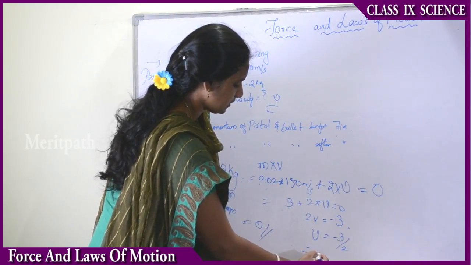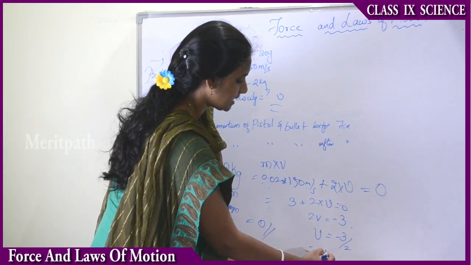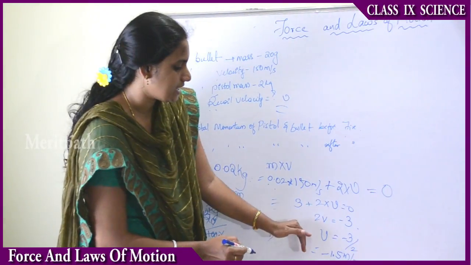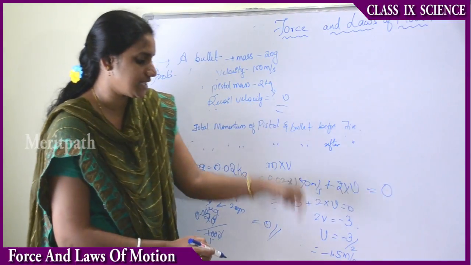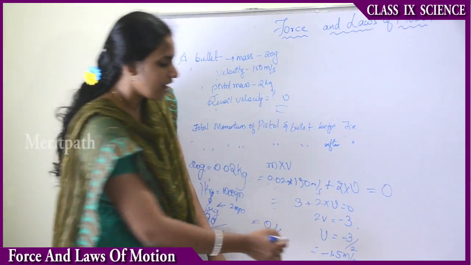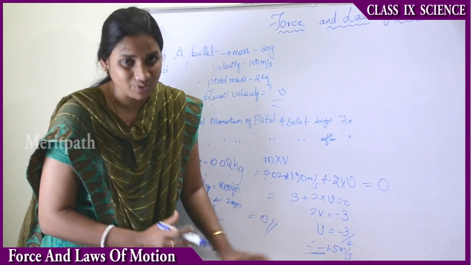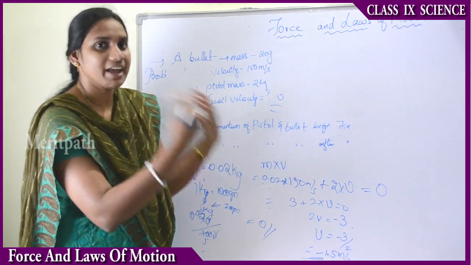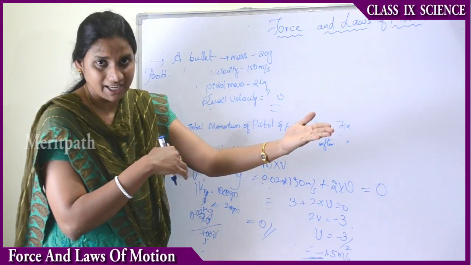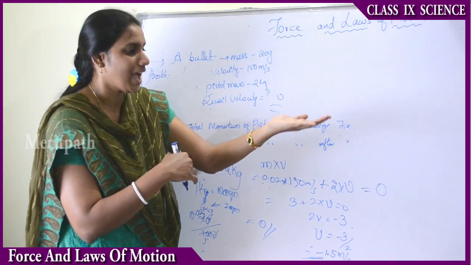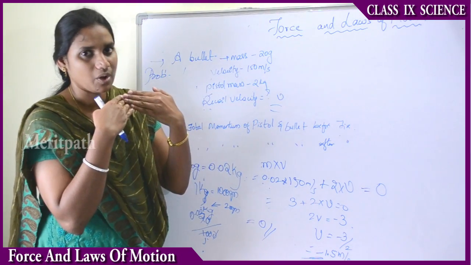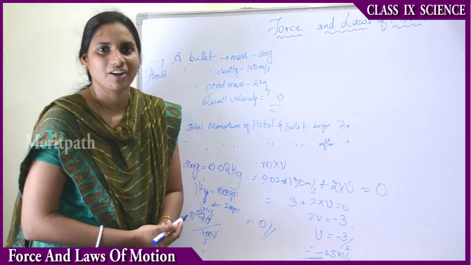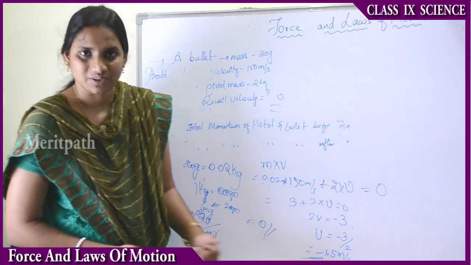That is equal to minus 1.5 meter per second, right? Therefore we can say that the recoil velocity is minus 1.5 meter per second. We got the negative value because this is the reaction to the action. When we fire, the bullet goes in the forward direction, that is positive, and this is known as the action, and the recoiling is in the opposite direction, that is backward, and this is known as the reaction to the action of firing the bullet. Therefore we get a negative value, right?